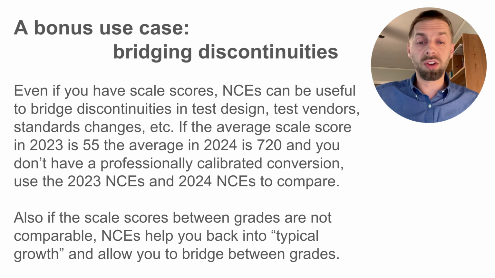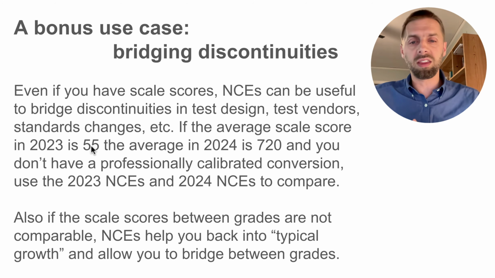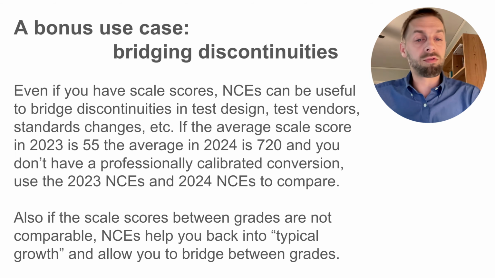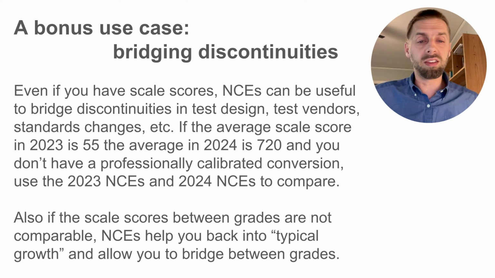Well, different test vendors and different standards lead to different scale scores. And so if the average scale score in 2023 is a 55, and then let's say the test vendor changed, and now the average in 2024 is a 720, how do you compare 55 and 720? They're clearly on different scales. So in a case where you have scale scores and you have raw scores, but it's clear to you that they're not comparable, fall back on NCEs.